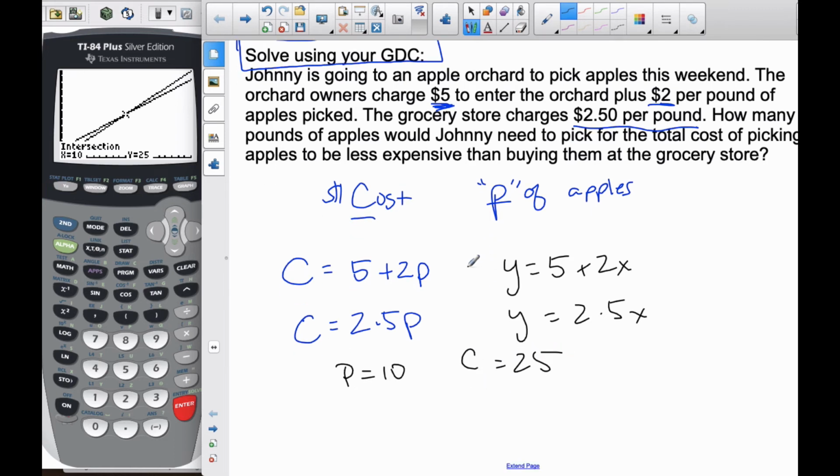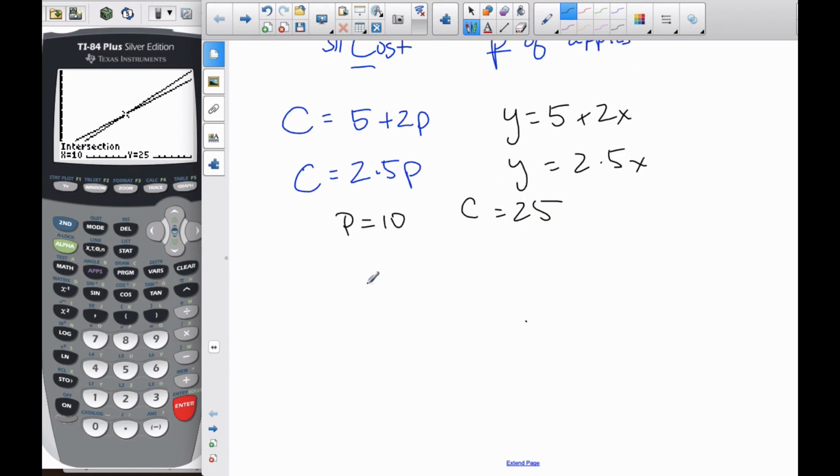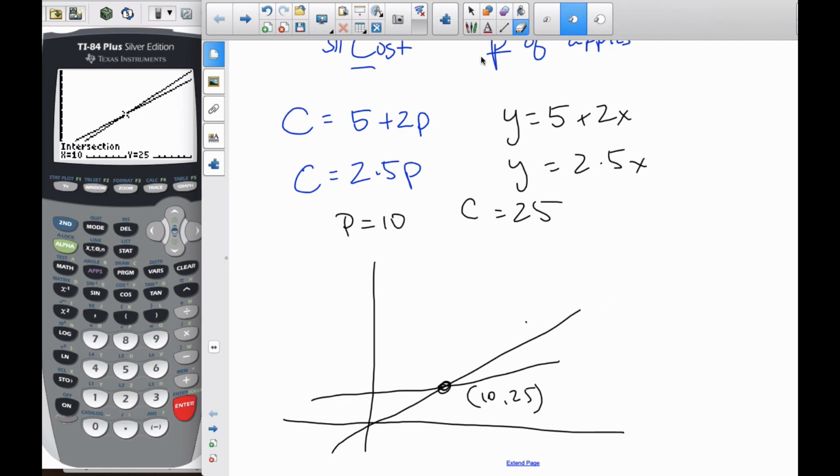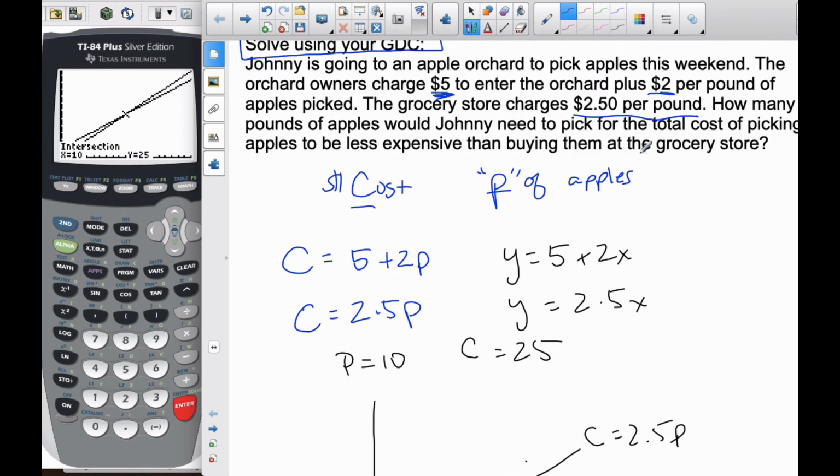Okay? And so we should make a graphical solution here. When I make a graphical solution, I want to make it about what I see in my calculator. Here, and maybe here. And this is my point 10, 25. I should use C's and P's. C is equal to 2.5p, and C is equal to 5 plus 2p. And then what's the answer to my question? It says, how many pounds of apples would Johnny need to pick for the total cost of picking apples to be less expensive than buying them at the grocery store?